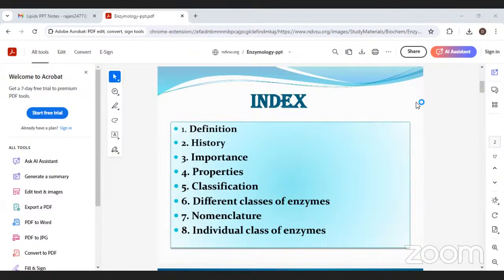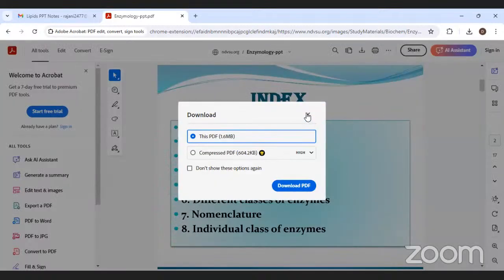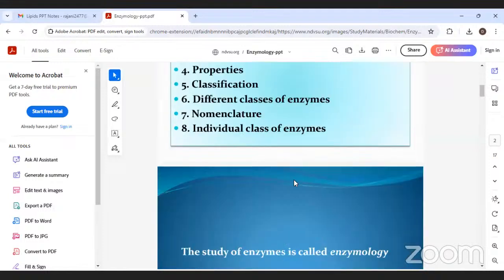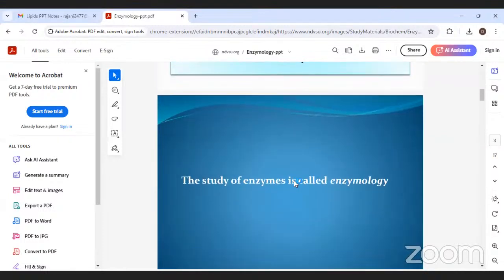First, what is an enzyme? You can identify the definition of the enzyme, history, importance, properties of enzymes, classification, different classes of enzymes, nomenclature, individual classes. These are all important for studying enzymes. The study of enzymes is called enzymology.